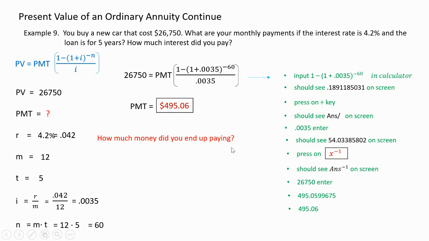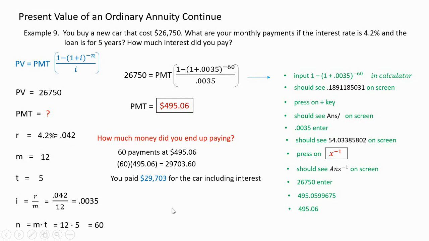Okay, now how much money did you end up paying? The price of the car was $26,750, but did you really pay that, or did you pay more, or less? You're going to pay more, because you're paying that 4.2% interest. So let's get the payment. There were 60 payments, so you multiply by 495.06. You get $29,703.60. So it's not what the car was worth. You paid about $3,000 more.